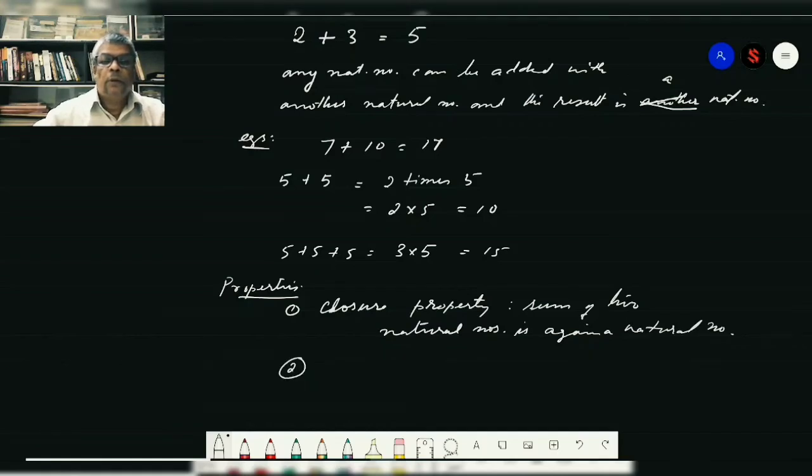Second property is commutative property. It means you can add either 2 plus 3 or you can have 3 plus 2. Instead of writing 2 plus 3, you can write 3 plus 2 also. You will be getting the same answer. So this is called a commutative property.